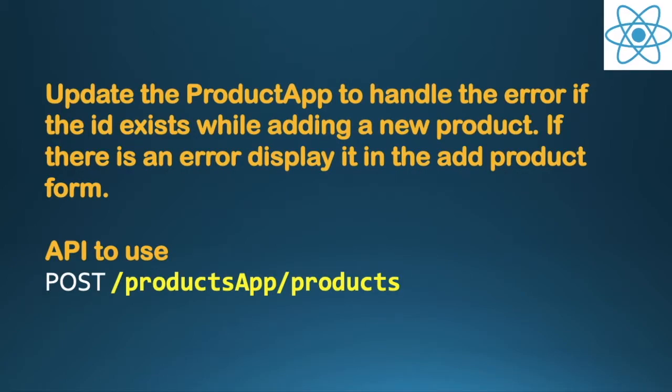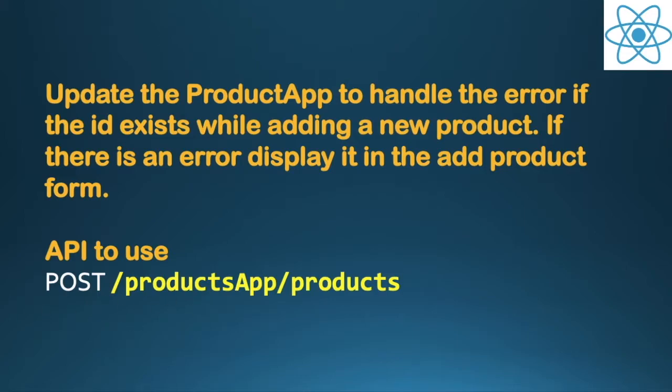So the exercise for us is: update the product app to handle the error if the ID exists while adding a new product. If there is an error, display it in the add product form. So remember, we had done display of errors while doing validations. So in the validation field, we will display these errors, and the API is the same.